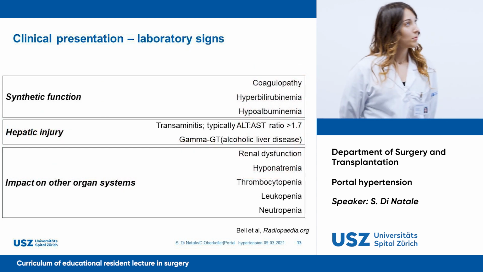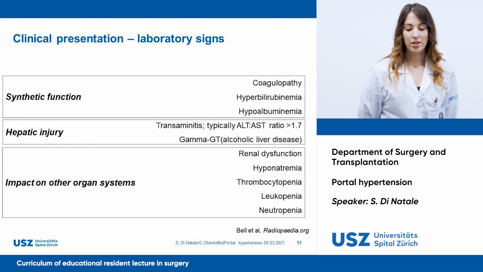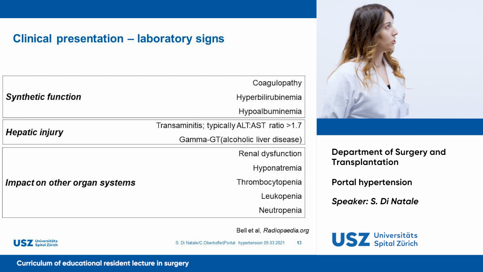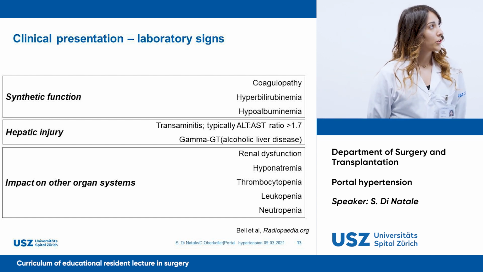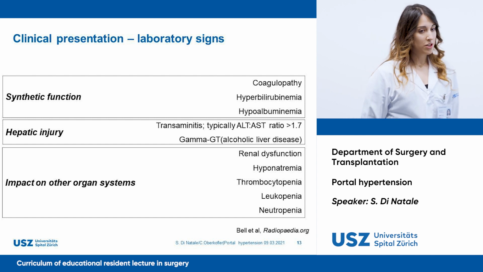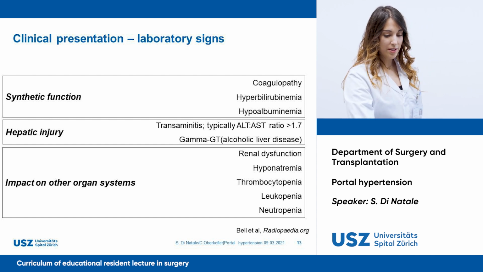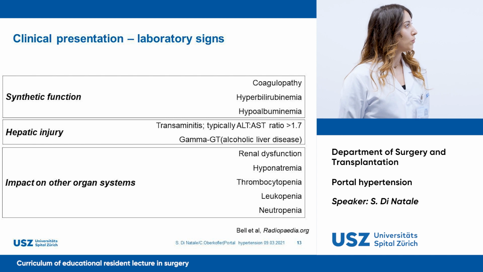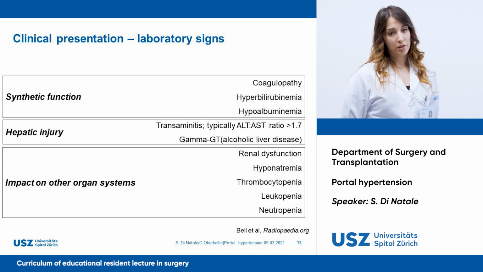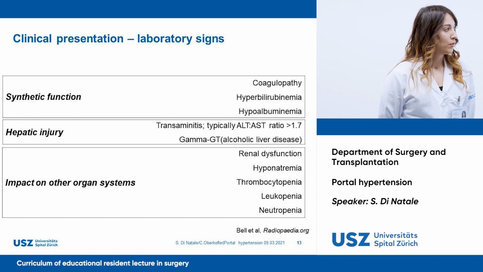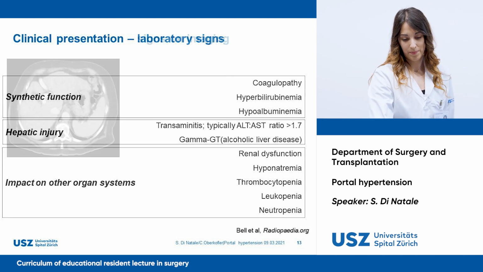Now, what are possible signs of portal hypertension in the laboratory examination? Changes due to portal hypertension correspond to changes due to an advanced liver disease and may include synthetic dysfunction, hepatic injury, and, depending on the impact on other organ systems, renal dysfunction or cytopenia.